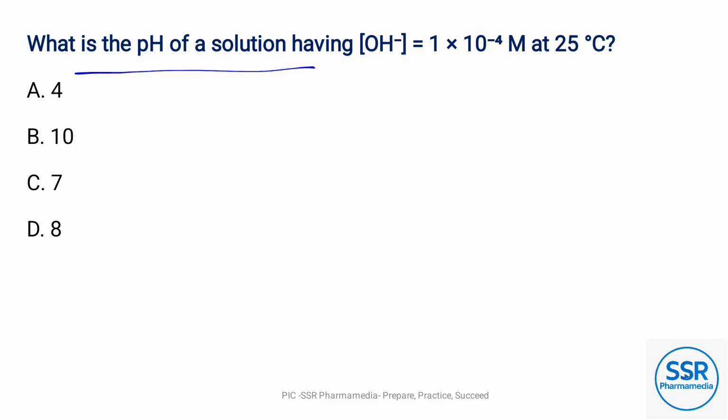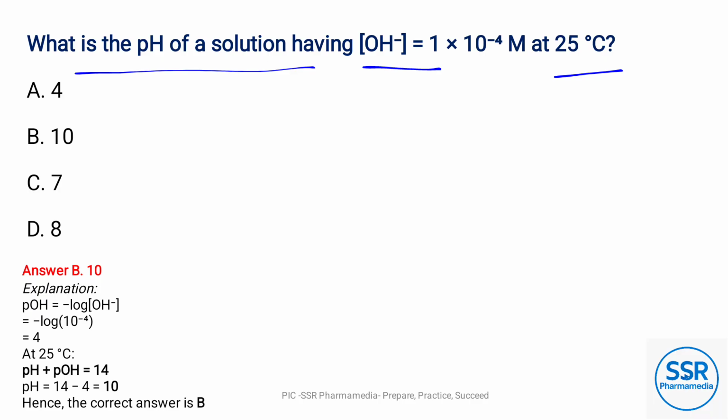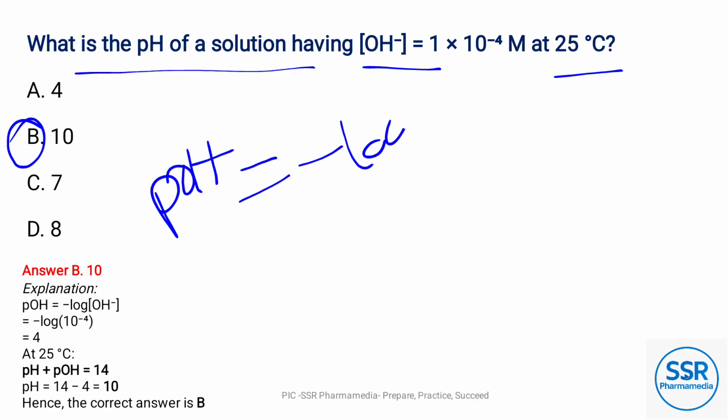What is the pH of a solution having OH minus ion equal to 1 into 10 to the power of minus 4 at 25 degrees Celsius? So here the answer is option B, 10. pH is equal to negative logarithm of hydrogen ion. In the same way, pOH is equal to negative logarithm of OH minus ion.